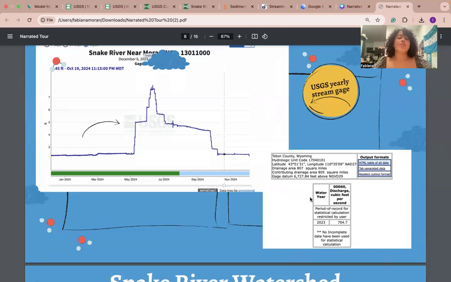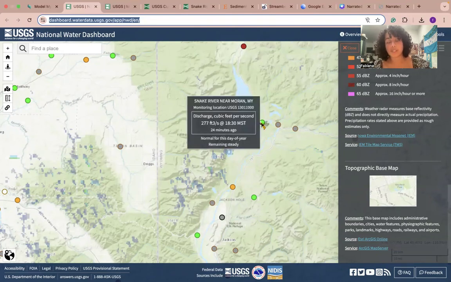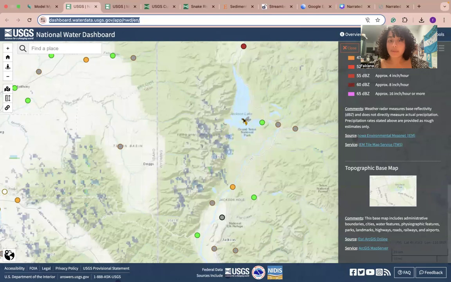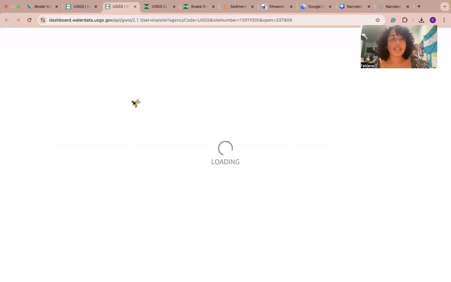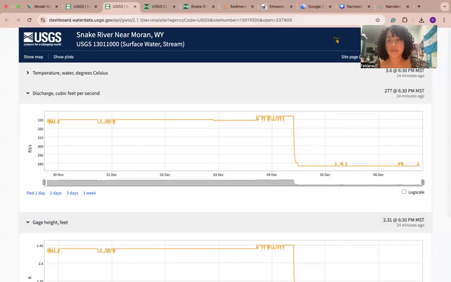So moving into finding some of my variables to look for our 50-year pattern, I'm going to show you how I found these graphs. I started off on the USGS and searched Snake River, Wyoming, and I have chosen this particular location. It's called Snake River near Moran. Once I click that, I'm able to see the discharge in cubic feet per second, but it's only up to a week, and the same thing for the gauge height.